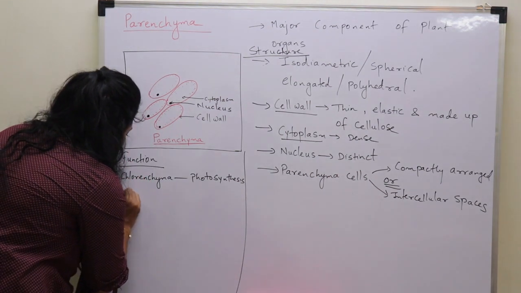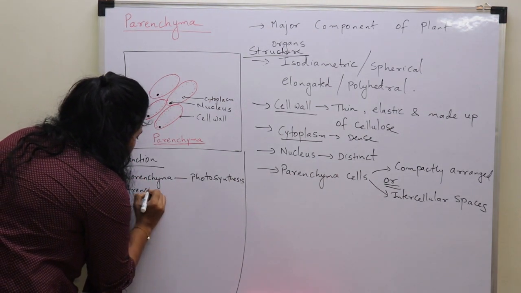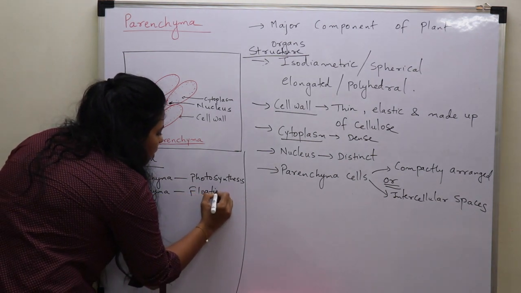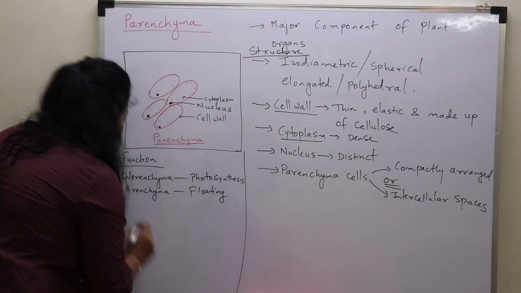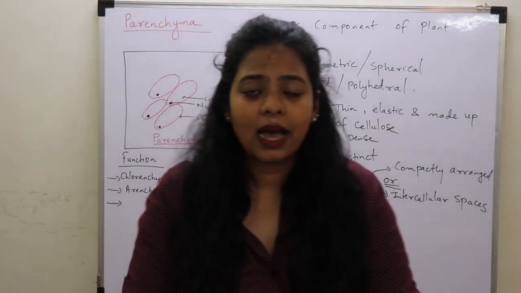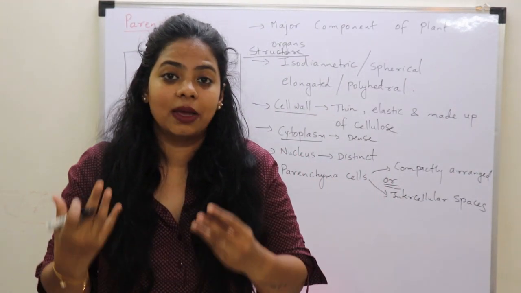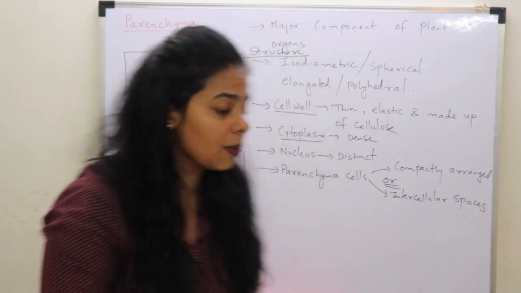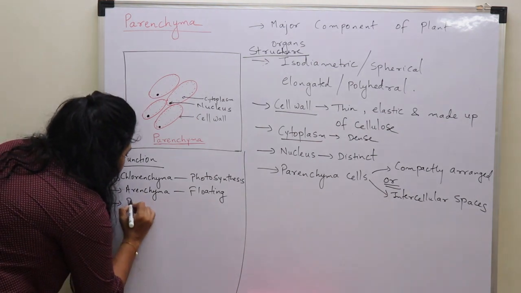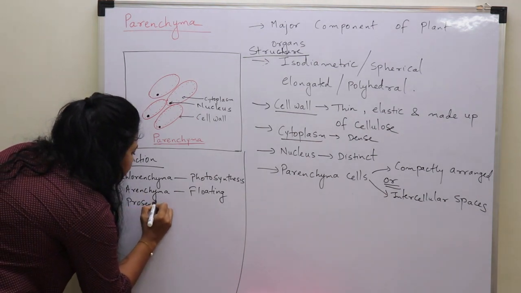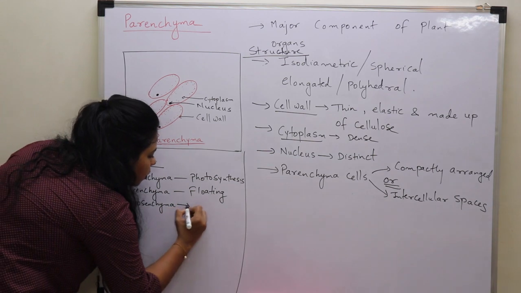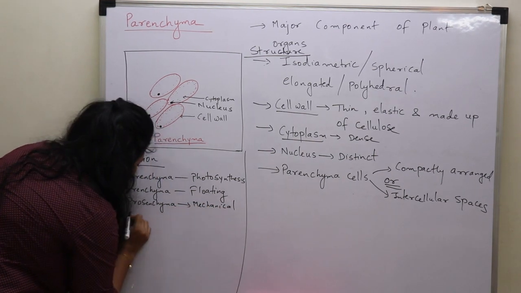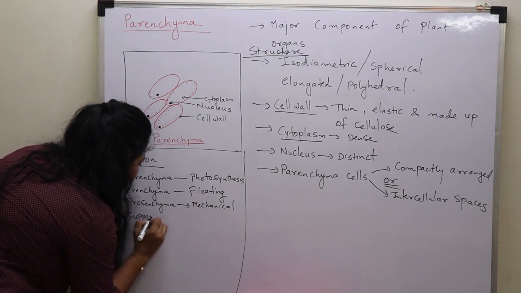Second, it helps in floating. Now, next after that is sclerenchyma, the parenchyma consisting of fiber. These cells help in providing rigidity and mechanical support. So, it helps in providing mechanical support and rigidity.